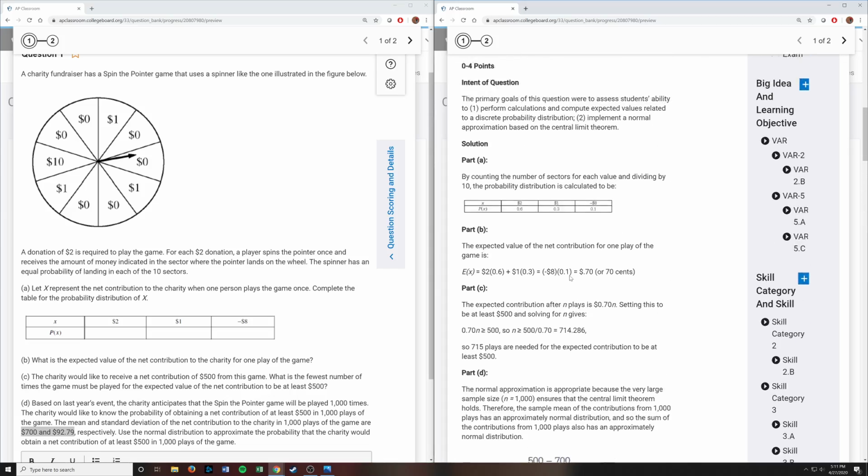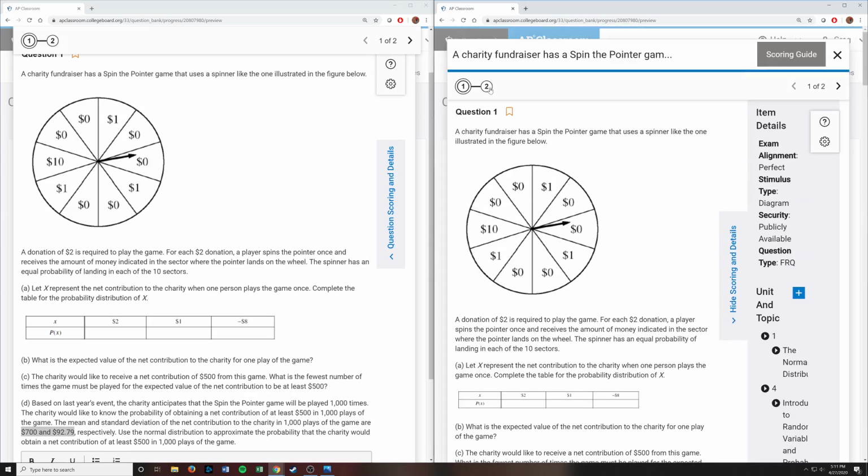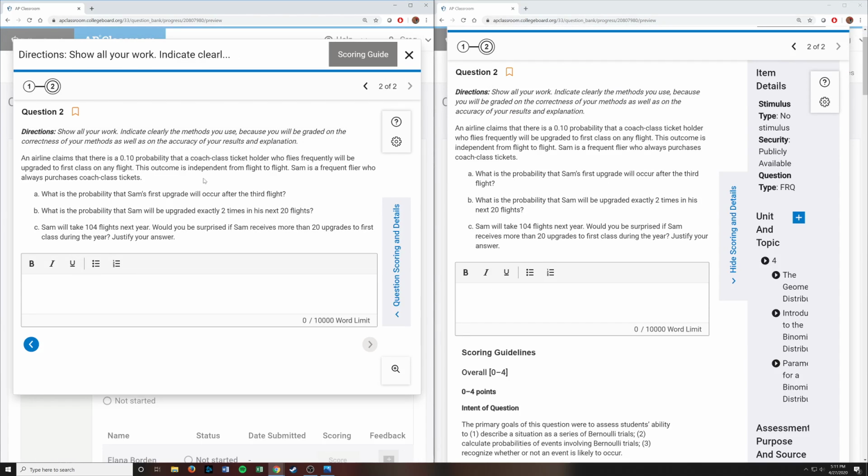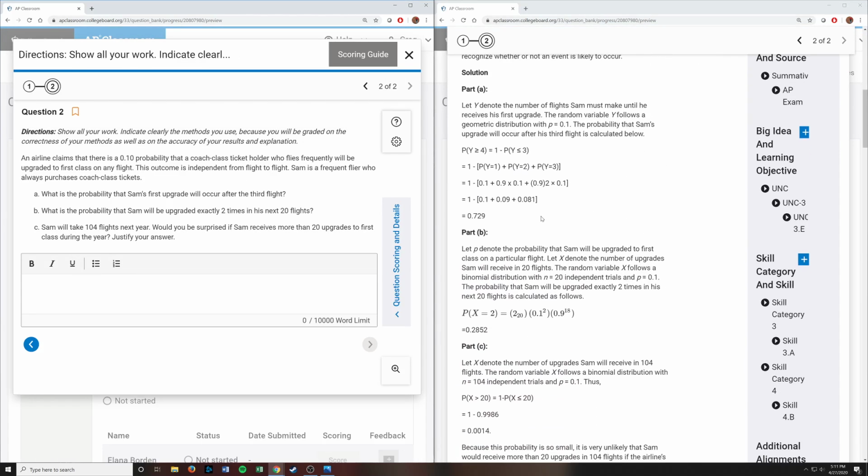Okay, let's talk about question 2. So we've got Sam, who's a frequent flyer. He's purchasing coach class tickets, and an airline claims there is a 10% probability that a person like Sam will be upgraded to first class. Interesting. Okay. Part A, what's the probability that his first upgrade will occur after the third flight?